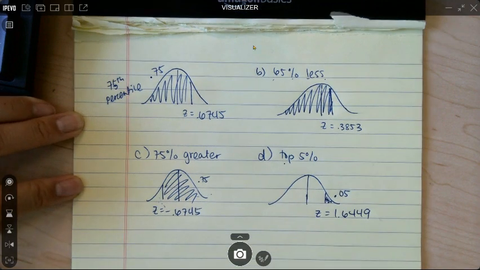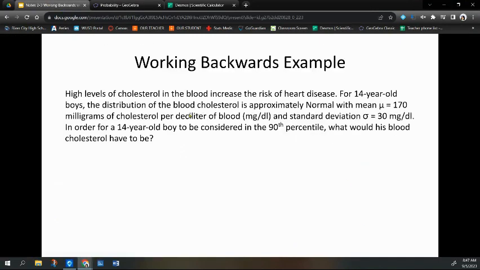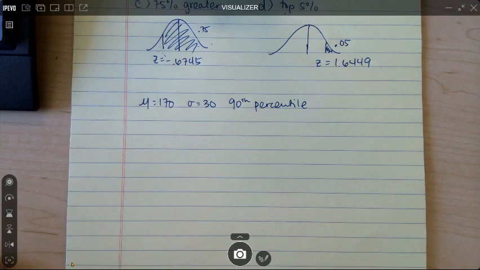Now let's see how we're actually going to use those values in a problem. This problem says high levels of cholesterol in the blood increase the risk of heart disease. For 14-year-old boys, the distribution of blood cholesterol is approximately normal with mean 170 and standard deviation 30. We want to figure out what their cholesterol would have to be to be in the 90th percentile. I know this is a working backwards problem because it gives us a percentile and asks for a data value for a particular individual in our distribution.